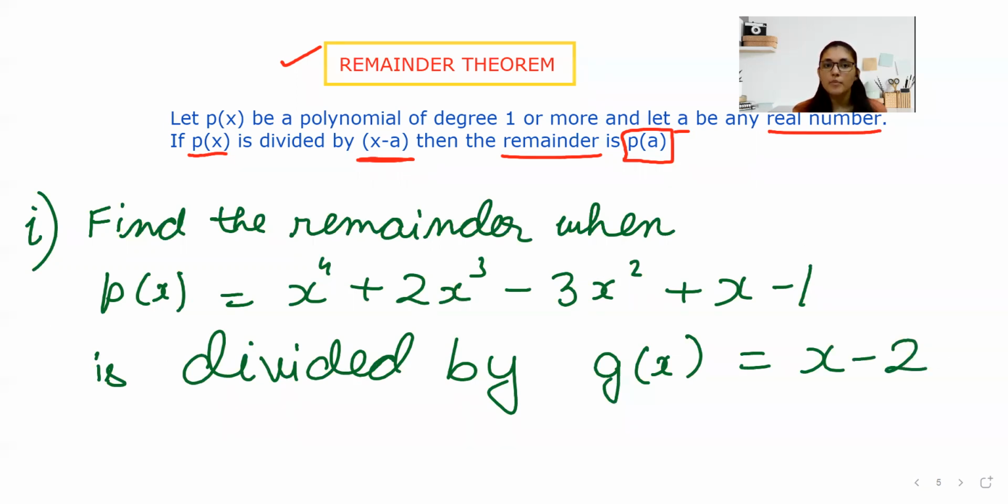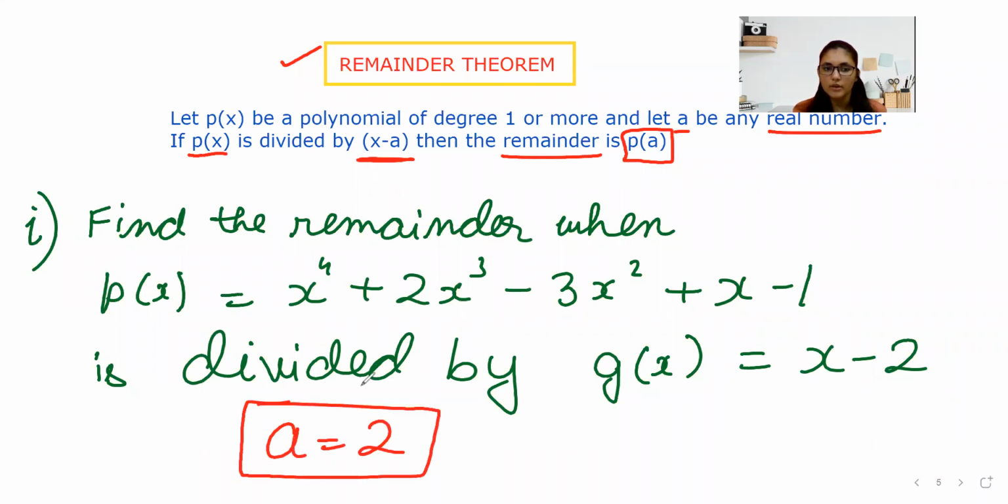Now let's compare this theorem with this example. They have given us a polynomial p(x), and we are dividing by x minus 2, whereas in the theorem it is x minus a. Can you compare and find the value of a? Yes, a is equal to 2. Very good. You can compare and get the value. So now if you divide this polynomial p(x) by x minus 2, then according to the remainder theorem, what should be your remainder?